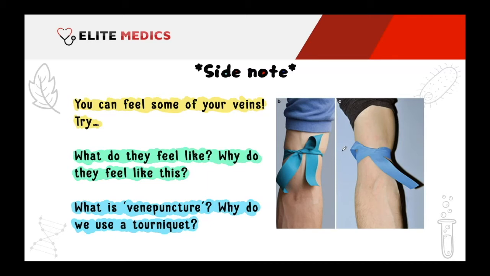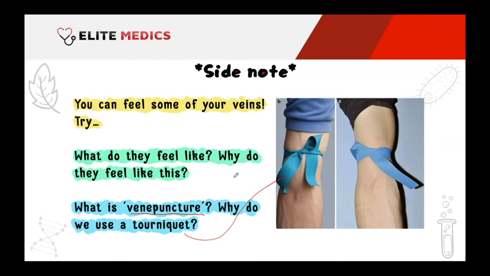Okay, and if you run your fingers over a vein where you've applied the tourniquet, so this thing is called the tourniquet, okay, you should be able to see that it feels a bit spongy and a bit raised, and that's a good sign, okay. So we do that when we're taking blood, and the act of taking blood from a vein is called venipuncture, okay.